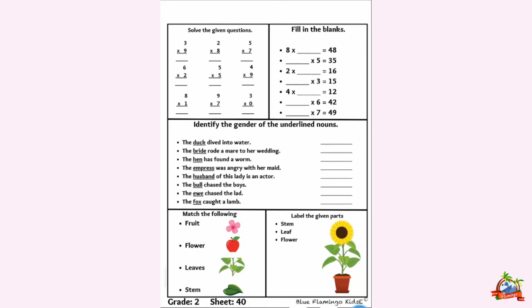Now see the last section of the sheet, EVS. Match the following. Match fruit with fruit, flower with flower, leaf with leaf, and stem with stem. I hope you can do this. And in the second question, label the given parts. 3 parts are given, you have to label them. Which is the leaf, which is the stem and which is the flower. And I know you all are able to label these parts in the picture.